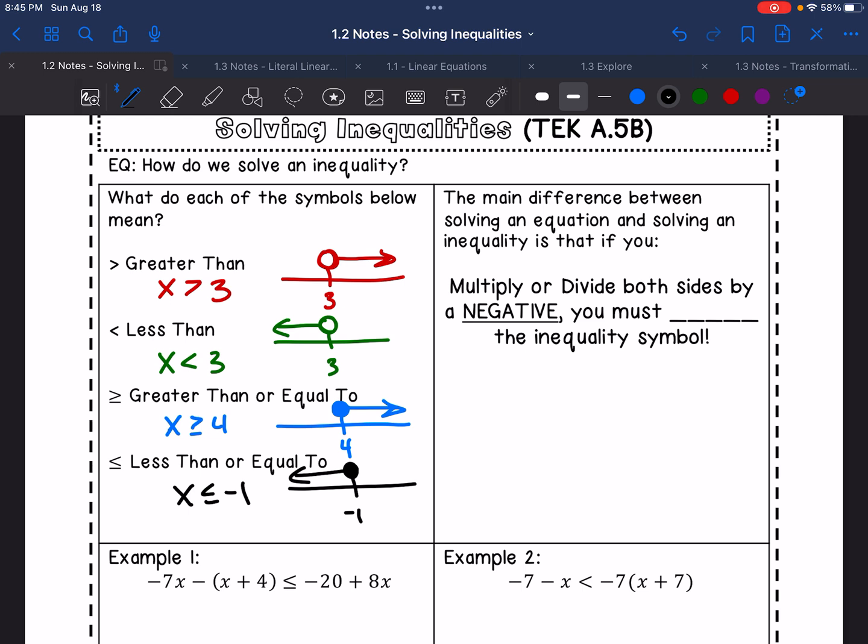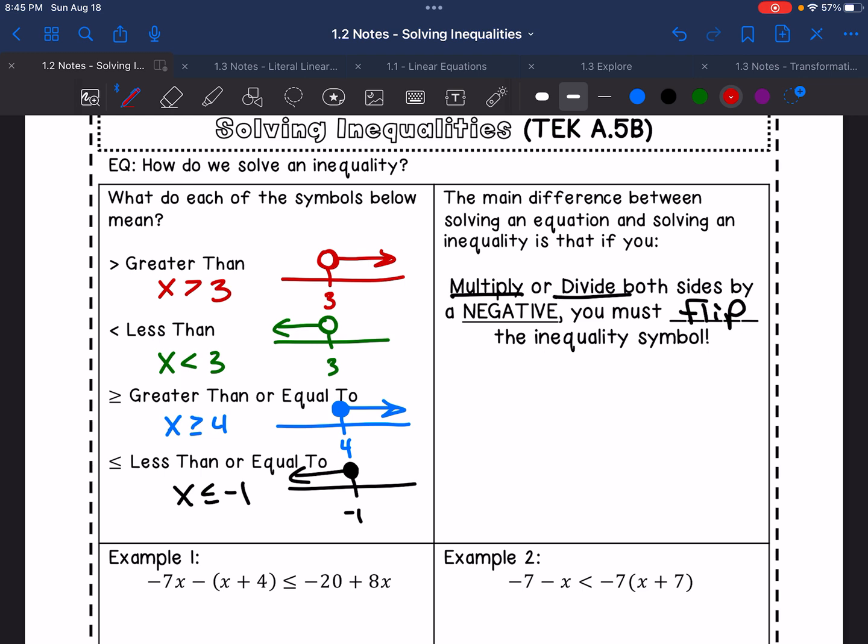Now the main difference between solving an equation and solving an inequality is if you multiply or divide both sides by a negative number, the same negative thing happens on each side. You have to flip the inequality symbol. So let's talk about what that looks like.